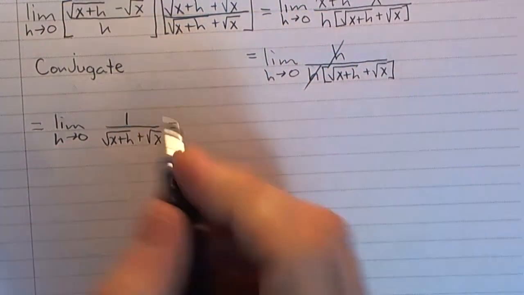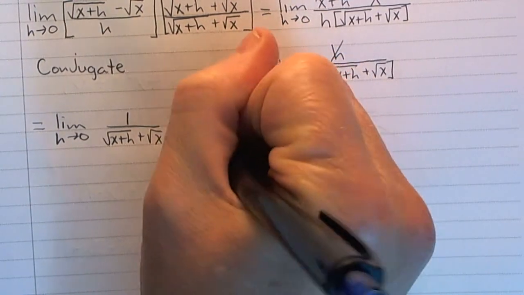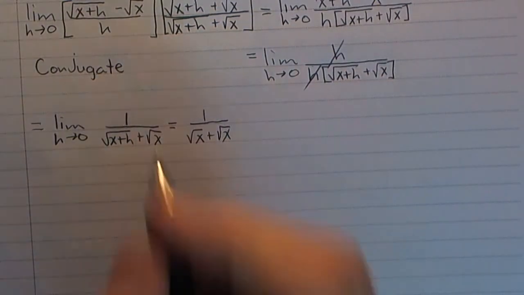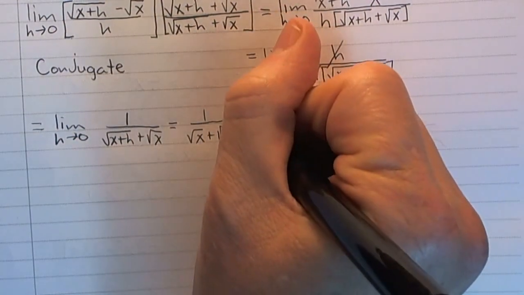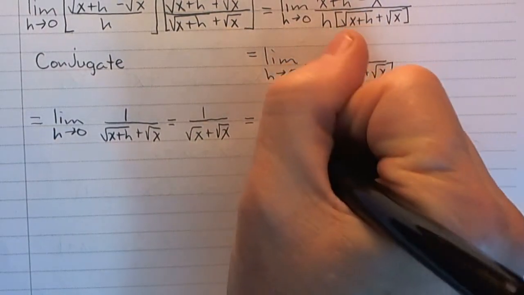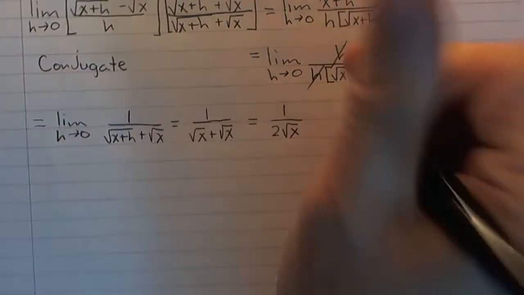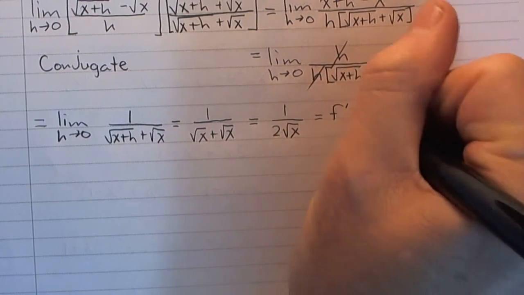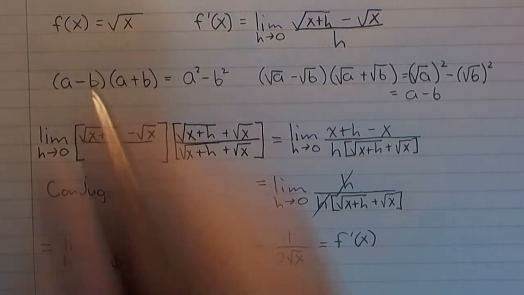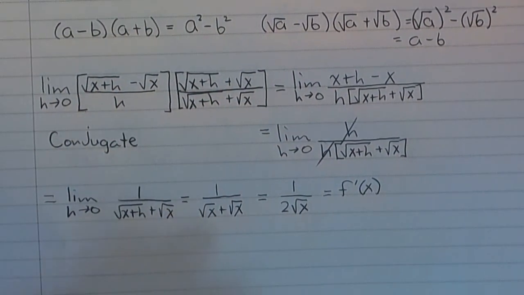And, well, if h goes to 0, what you get then is 1 over the square root of x plus the square root of x. Just letting h go to 0, and that will give us 1 over 2 square roots of x. Perfect. So we found the derivative. This is the derivative, f prime of x, provided that f of x is equal to the square root of x. So we found the derivative, and the key was multiplying by the conjugate.